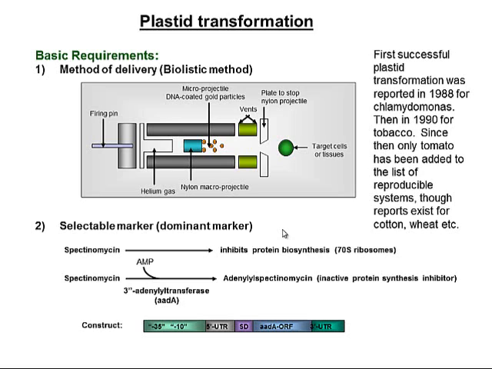Far better is to put in some kind of detoxification method for spectinomycin. And this detoxification method is through the AADA gene, which is the 3'-adenyl transferase gene. So you'll see that most protocols for plastid transformation nowadays will put in the AADA gene as a selectable marker. This will adenylate spectinomycin and therefore make the spectinomycin inactive.